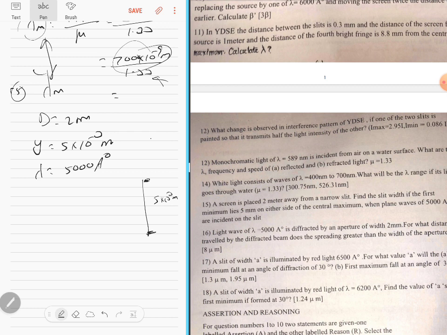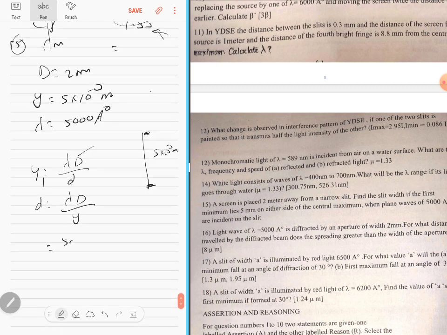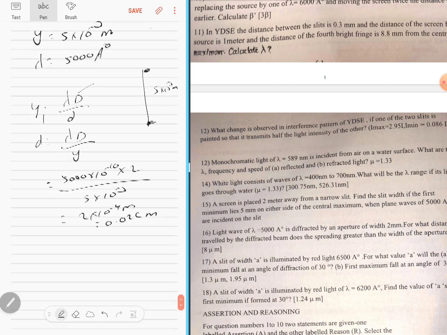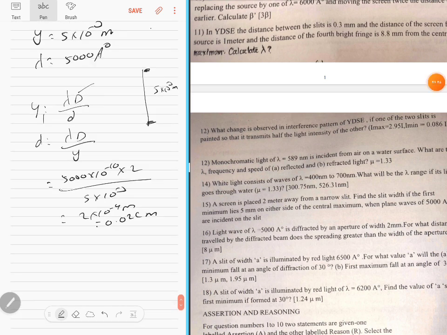For the slit width, all that you know is Y1 is equal to lambda into capital D by small d. You know capital D, and they're asking for the slit width small d, which is therefore lambda into capital D by Y. Lambda is 5000 into 10 to the power minus 10, capital D is 2, and Y is 5 into 10 to the power minus 3, which gives 2 into 10 to the power minus 4 meter, or 0.02 centimeter. That will be the slit width. So that completes that question.